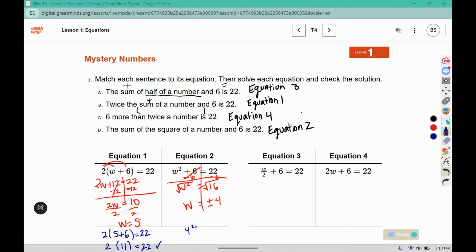So we did 4 squared plus 6. That would be 16. Plus 6 is 22. And if we did negative 4 squared, a negative 4 times a negative 4 also equals positive 16. So both of those solutions work.